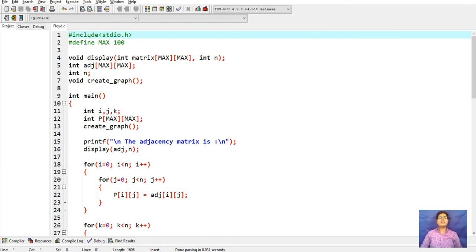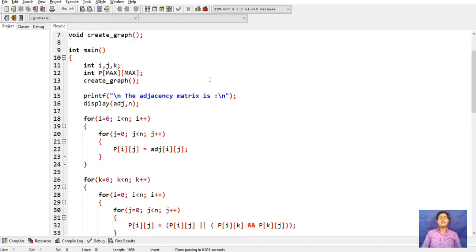So here I have defined max, that is 100, and void display int matrix, that is of maximum 10, void adjacent, that is a 2D array of maximum 10 for the number, and void create graph, this will create the graph. So in the main, int i, j, k and p, that is a 2D array having max, and void graph, in this function is called create graph.